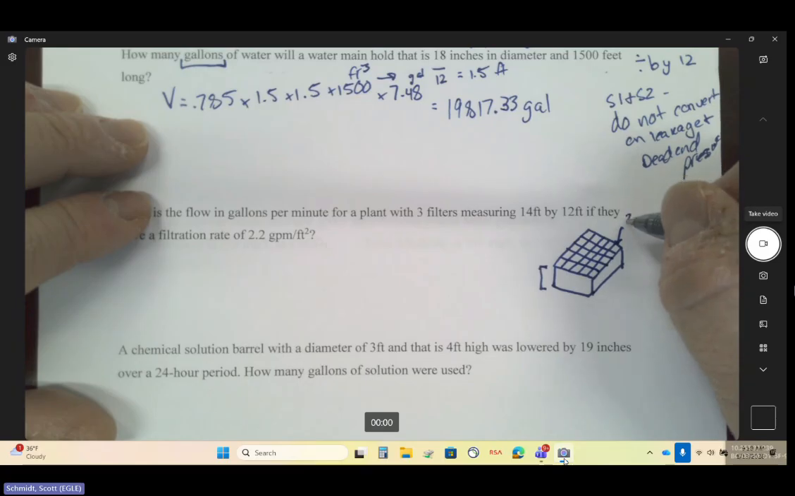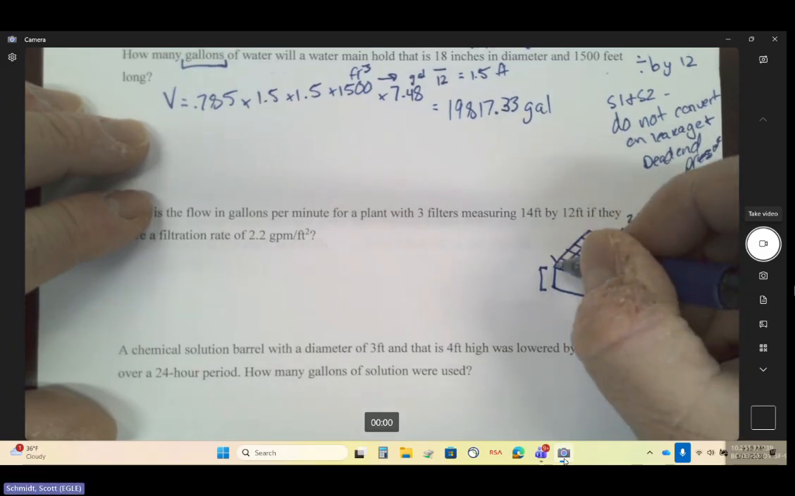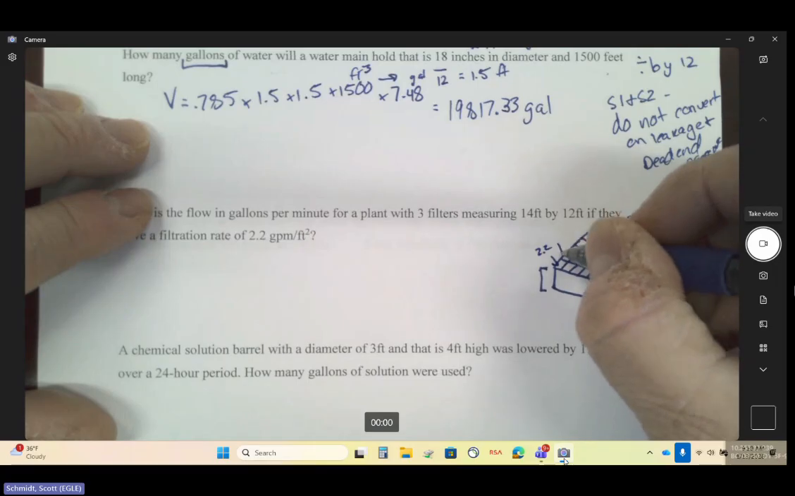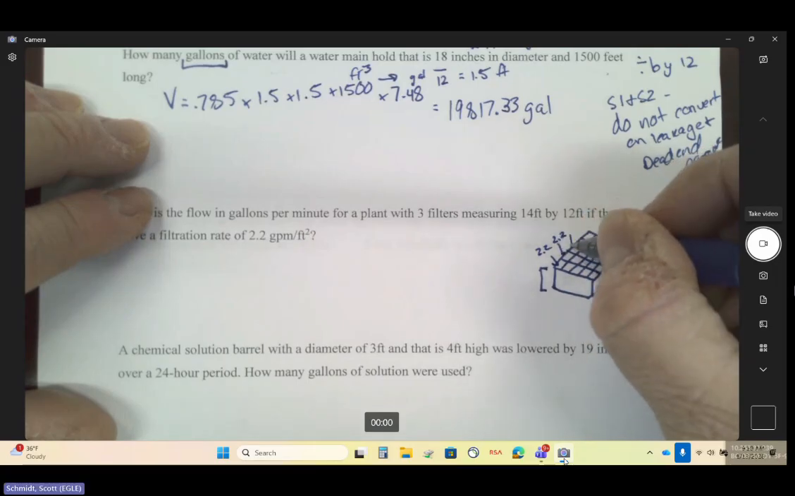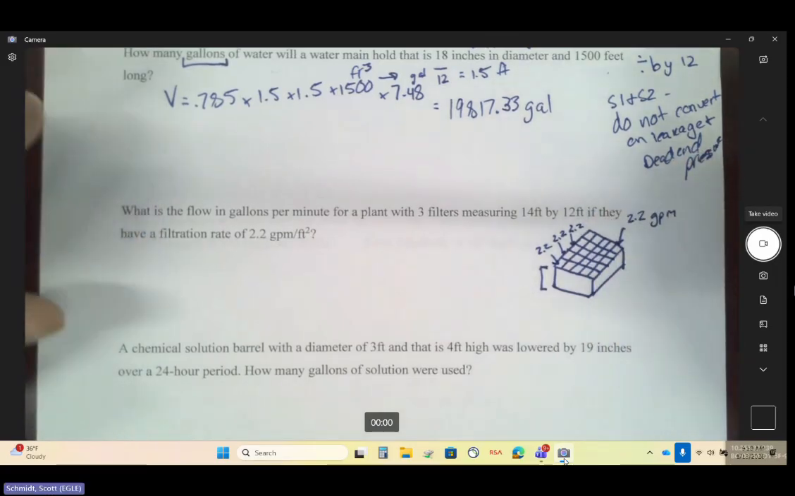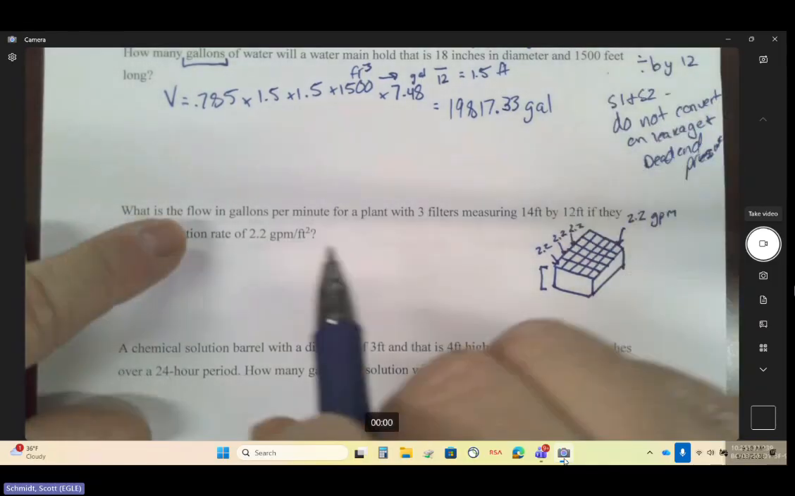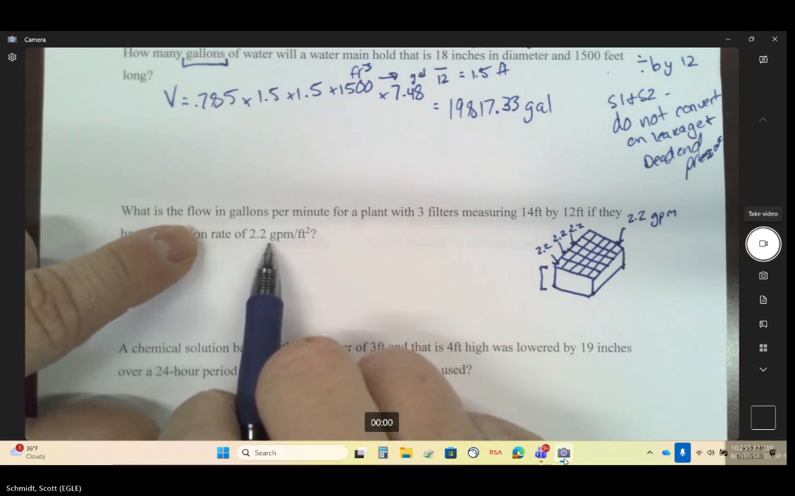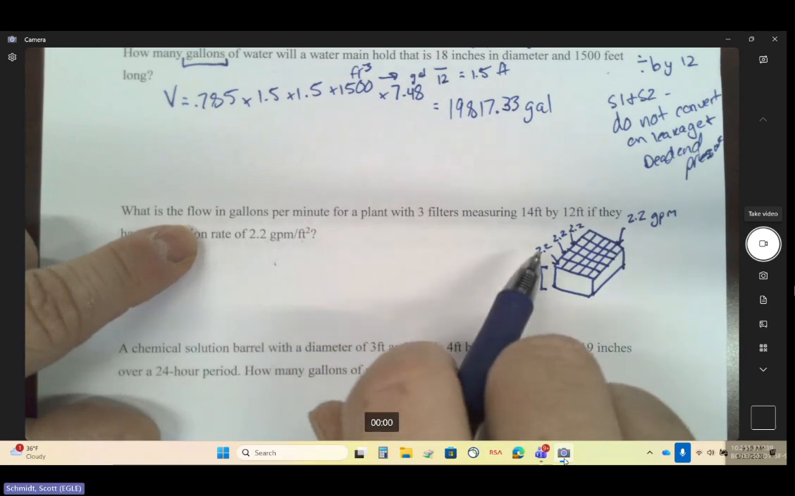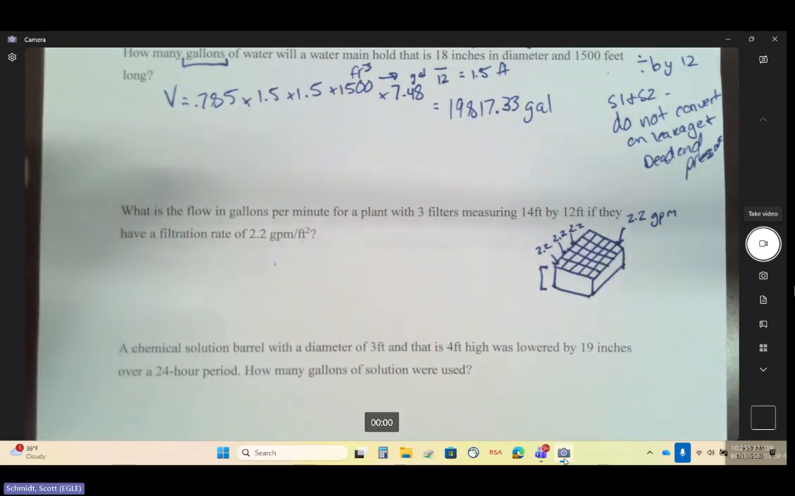Well, what this means is 2.2 gallons per minute goes through each one of these. So this is 2.2, that's 2.2, that's 2.2. So every square foot, the area of the filter has 2.2 gallons per minute going through it. That's what this is saying. 2.2 gallons per minute per square foot. So every square foot is 2.2.